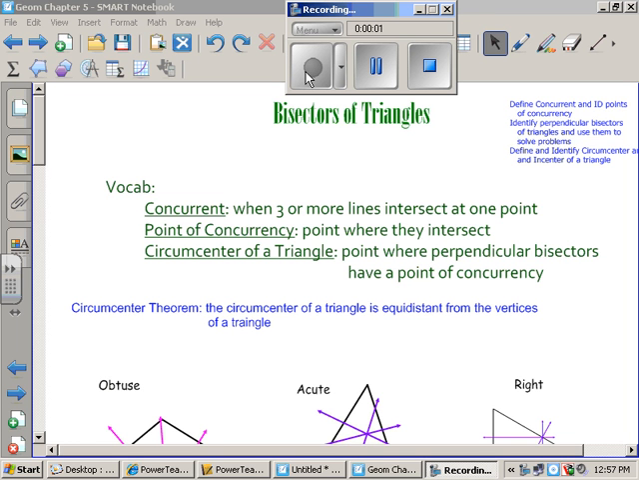So today we're going to talk about bisectors of triangles. That means angles, perpendicular bisectors, all different kinds. And some vocabulary you're going to need to know.